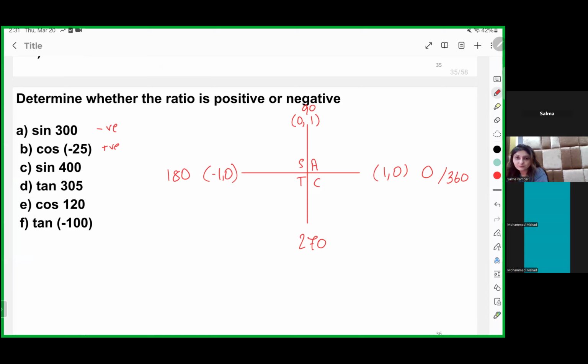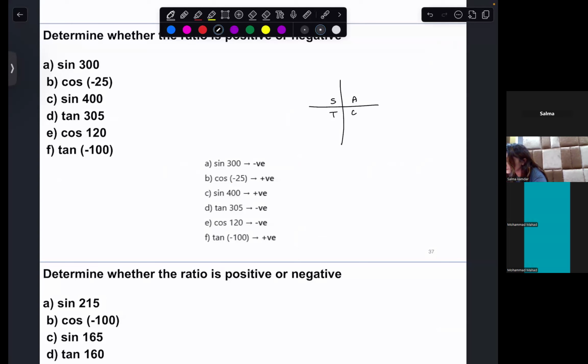Sine 400. You will also tell me in which quadrant it will come, okay? Sine 400 will come in the first quadrant and it's going to be positive. Okay. Tan 305 is going to be negative and it comes in the fourth quadrant. Cos 120, one minute. Third quadrant.